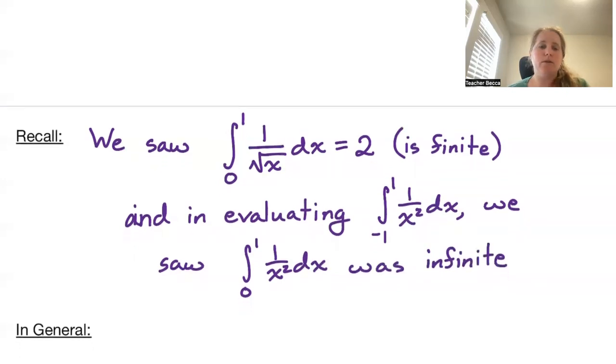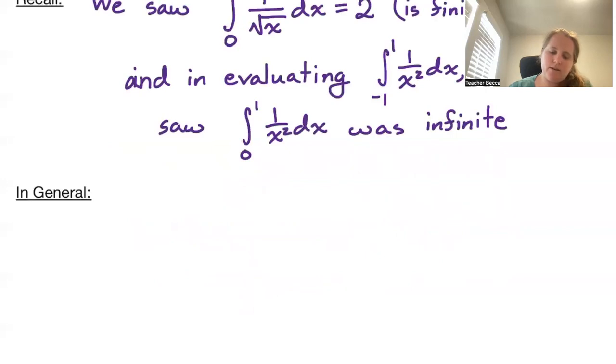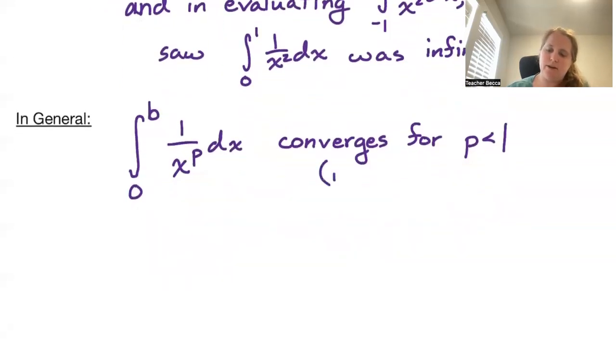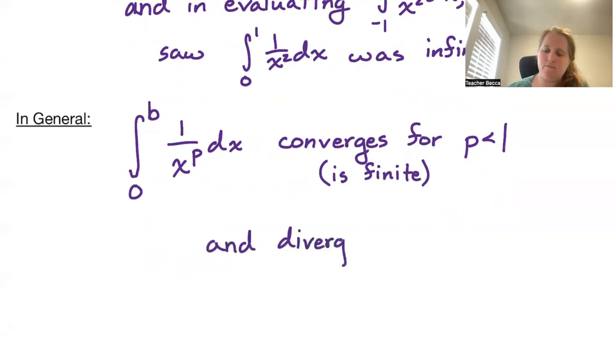So it turns out that in general, the definite integral from 0 to b of 1 over x to the p dx converges, so again is finite, for p less than 1, and it diverges for p greater than or equal to 1. Again, is infinite.